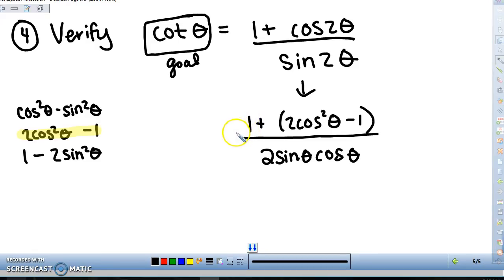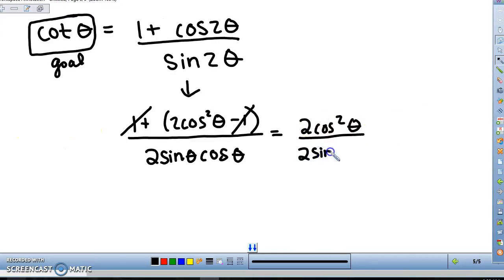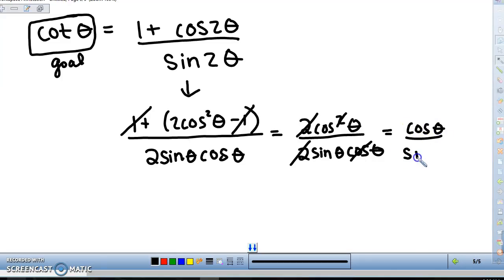Now let's do some simplifying. So the 1, positive 1 added in front with the minus 1 at the end, those will cancel. That's going to leave us with 2 cosine squared over 2 sine cosine. And we can do some more canceling here, so our 2's can cancel, and then we can cancel 1 cosine on the top with 1 cosine on the bottom. So that's going to leave us with cosine over sine, which sure enough equals cotangent, and that's what we were trying to show that it was equal to on the other side. So those are a few examples for how we can use these double angle formulas.